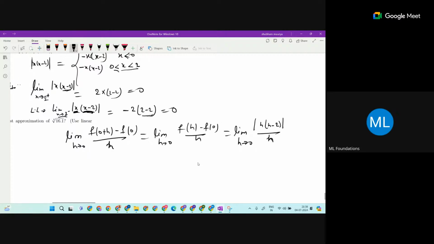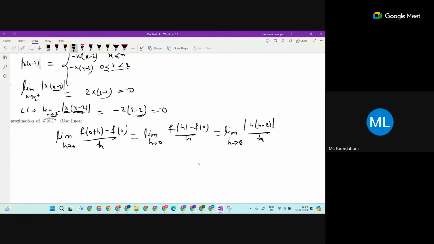Now we have to be careful. h approaching 0 contains both the positive side and the negative side. We have to deal with them separately, because this limit is for both positive and negative. This is a general limit. There is no left and right limit. In the derivative case, I just wrote this limit, so left and right we have to deal with separately.